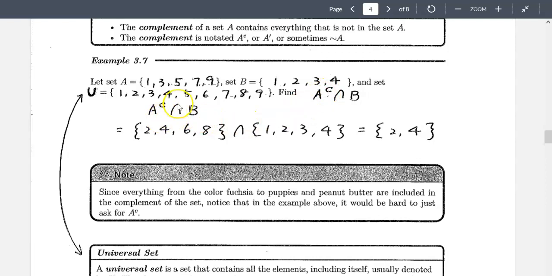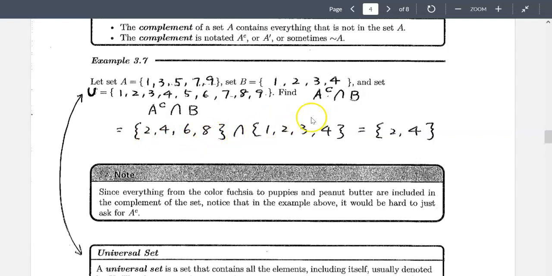Now a complement means, okay, A is 1, 3, 5, 7, 9, but take that set compared with U. What is missing? U is 1, 2, 3, 4, 5, 6, 7, 8, 9. A is only 1, 3, 5, 7, 9. So the complement of A, or A^C, is 2, 4, 6, 8. It is all the other numbers that are not mentioned in A, but are in U.